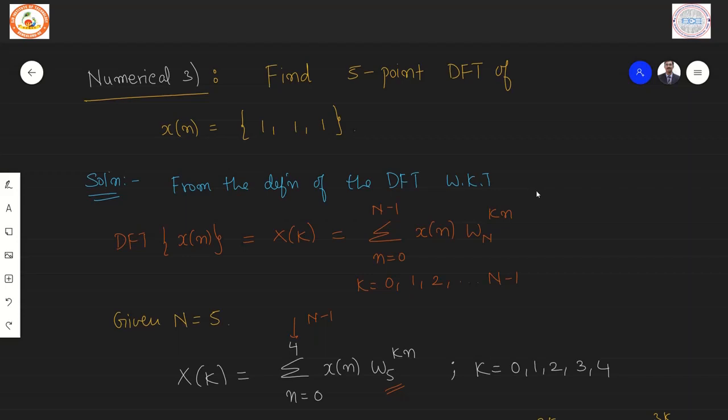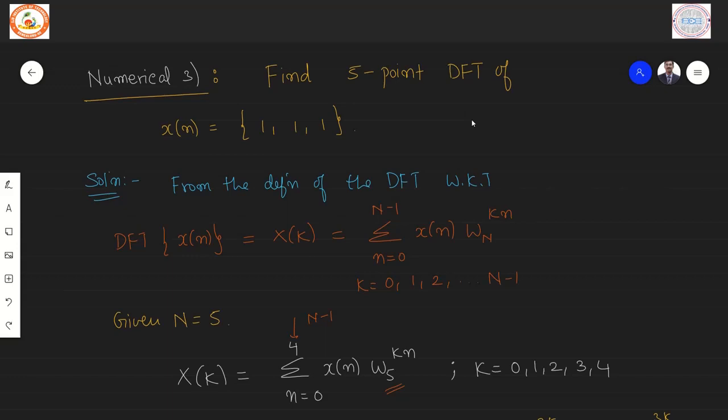Let us now consider a few numericals based on the N-point DFT. The problem given is to find the 5-point DFT of the sequence x of n, which is 1, 1, 1. Please note that the sequence is of length 3, but they are asking for 5 points. This is possible. You may be given a sequence of any length and you may be asked to calculate the DFT for a certain number of points.